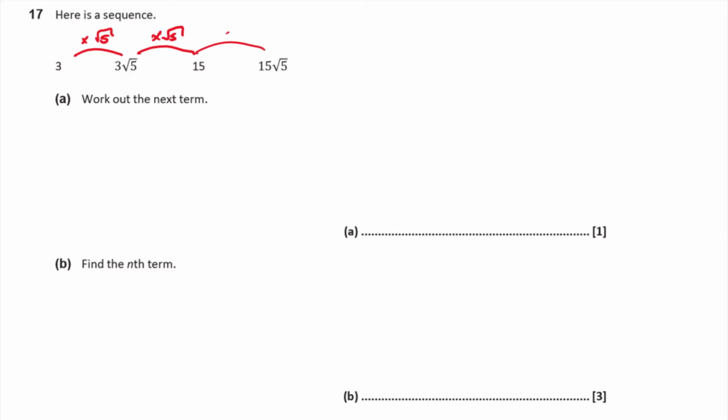And then from there to there, we're multiplying by another root 5, aren't we? From 15 to 15 root 5. Okay, so the next one along, I'm going to get by multiplying by another root 5. So root 5 times root 5 is 5, and 15 times 5, then what's that? That's going to be 75. So the next term is 75. So it's going to be 15 root 5 times root 5, which is 75.